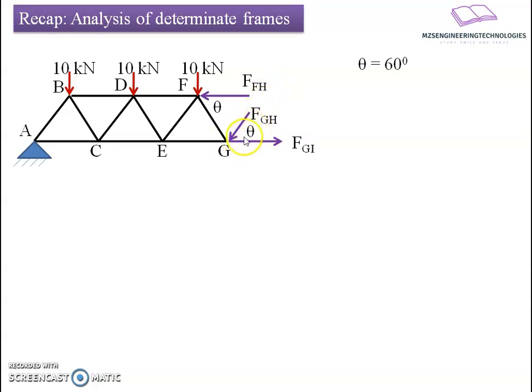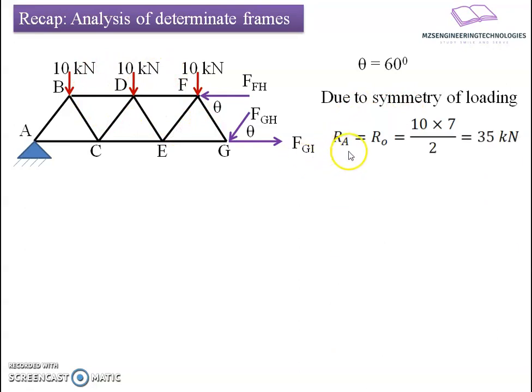As we know, for an equilateral triangle, the angle is 60 degrees, and the loading given to us for the truss is symmetrical. Then by symmetry we can say that RA equals RO. Both end reactions will be of equal magnitude, which equals 10 into 7 divided by 2. 7 panel points are there and the panel load is 10, so 10 into 7 divided by 2, 35 kilonewton are the reactive forces carried by this truss.